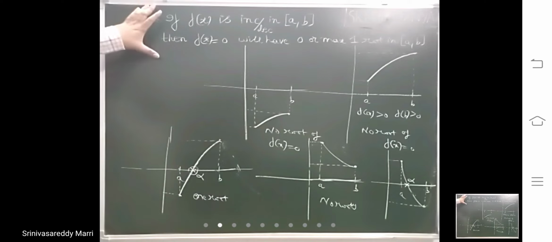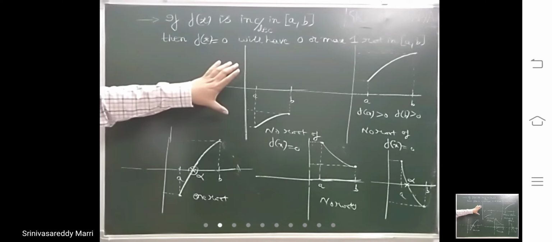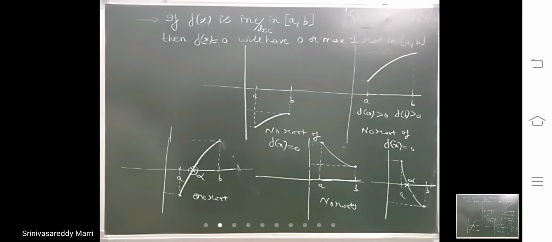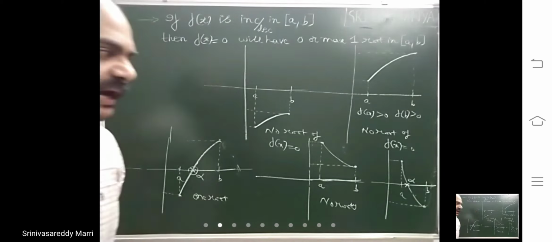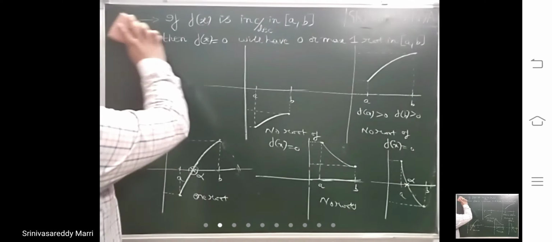Look, this is a very important point. Regarding roots of f of x equals 0, we always draw the graph of f of x and then see how many times it cuts the axis. Look, we will now come to know how to draw the graph of any f of x.